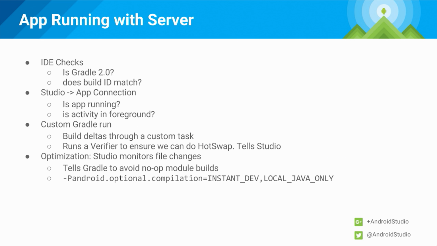So when you're hitting the run button in the IDE, this is what happens. We first make sure that you're actually using Gradle 2.0. And then we check the build ID, as I've just mentioned, to make sure that the device and Gradle are in sync. Because if they're not, if you've run your device on a different development machine or whatever, it could be really, really bad if we put the wrong bytes on there that are incompatible.